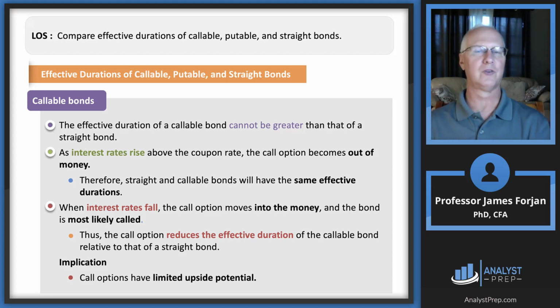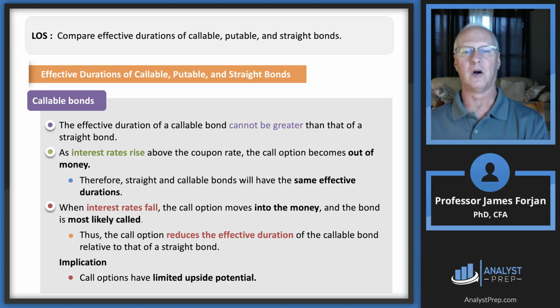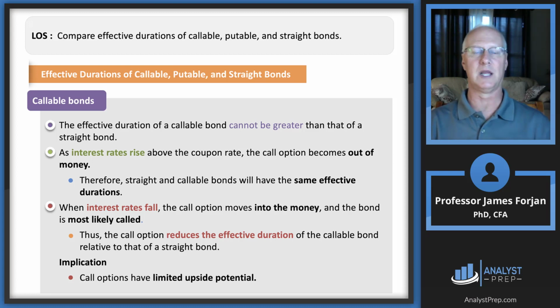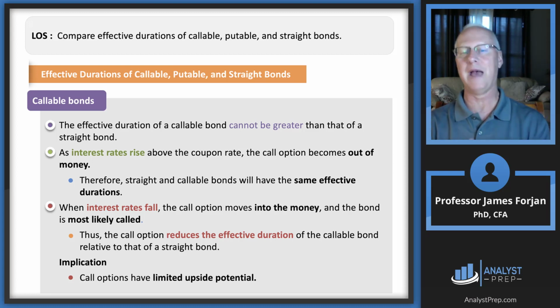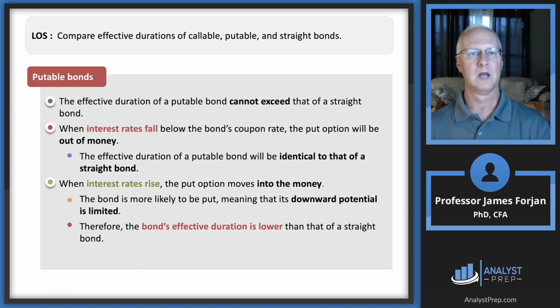However, when interest rates fall, the callable bond, the call option moves into the money and the bond will most likely be called. So what that does is that smashes the effective duration down, right? How about the putable bonds?